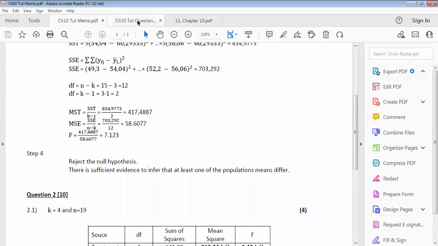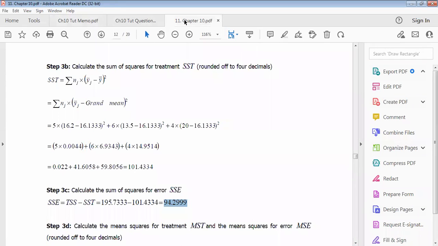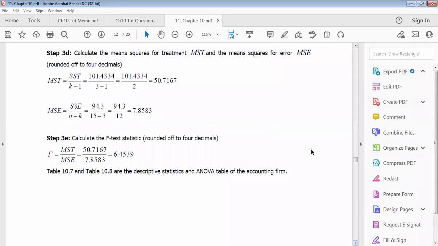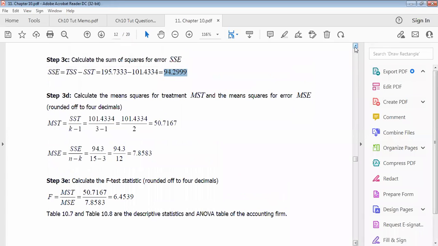Let's find the last step. The last step is to calculate the mean of squares for the treatment, the MST. You found your SSE and TSS already, and you use these. It's important that you don't make mistakes on these terms, because these terms determine what your answers will be. If it's wrong, everything is wrong.